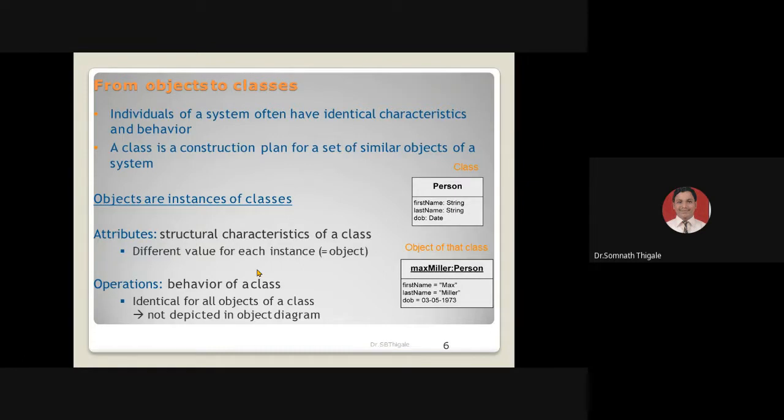Okay, now as part of the syllabus we are moving ahead from the object diagram to the class diagram. How will we move? We will move like this. Individuals of the system have identical characteristics and behavior. So a class is nothing but a construction plan for a set of similar objects of the system. Objects which have the same properties or common attributes, we will represent them in a proper class diagram. So objects are nothing but instances of the class. That definition we also discussed in the last lecture.